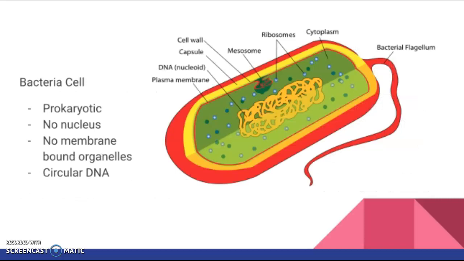This is an example of a bacteria cell. Remember that bacteria cells are prokaryotic, so they have no nucleus. They have no membrane-bound organelles. They are very simple, very few organelles, very few structures. They also have circular DNA.